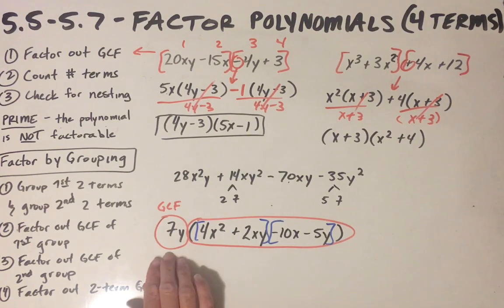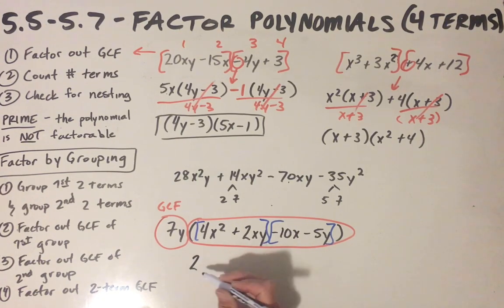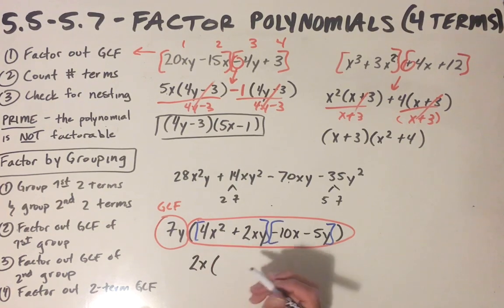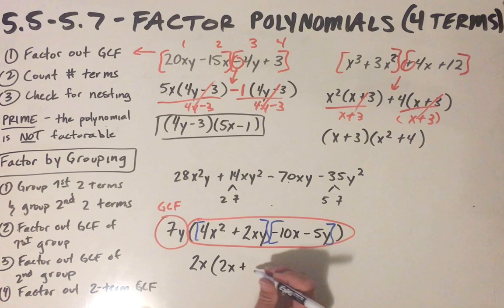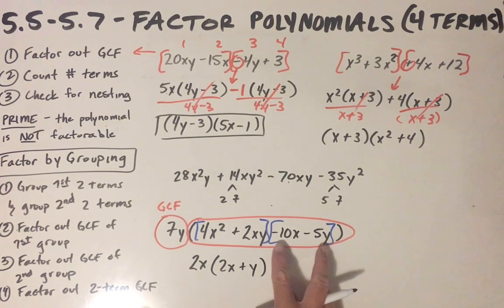and then say what do the first 2 have in common. Again, the 7y, I'm just going to leave the GCF alone. Inside of this parenthesis, what's in common in the first 2 is a 2 and an x. And what's left, if I divide 4x squared by 2x, is a 2x. And what's left here is a plus y. Sweet. Okay, now I'm going to look here and say, what do these have in common?